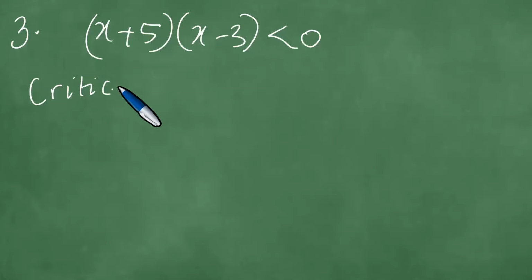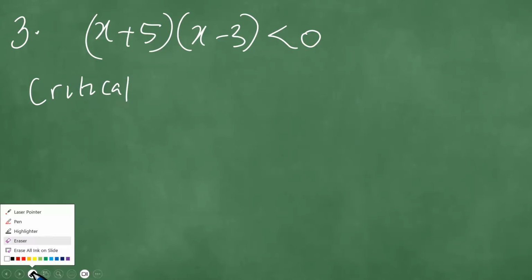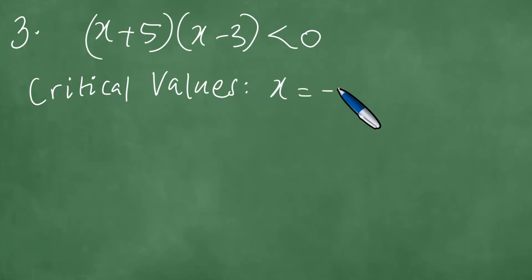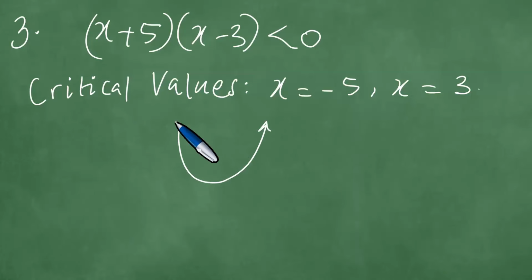There are certain things we call critical values. Let us look at the critical values. The critical values are x equals minus 5, x equals 3. At this point, we draw a rough sketch of a possible graphical representation of the constraint inequality. And we have minus 5 here and 3 there.